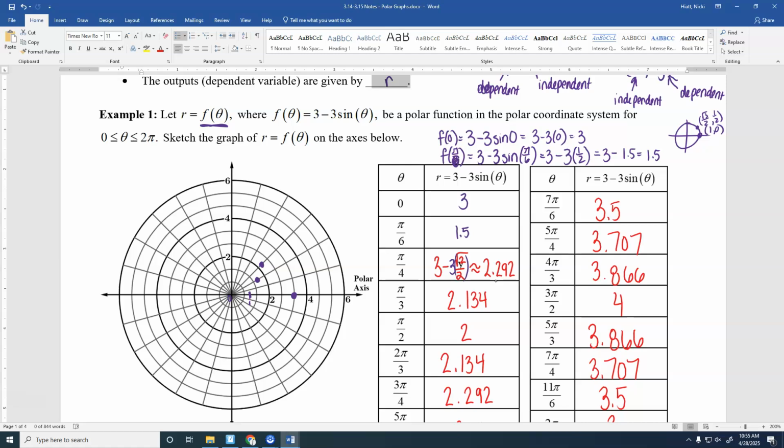And then at pi over 3, I would be at 2.134. So pi over 3 is right here. It's going to be a little bit closer. Pi over 2 is exactly at 2. Then 2 pi over 3 is at 2.134, and 2.292 for this one.